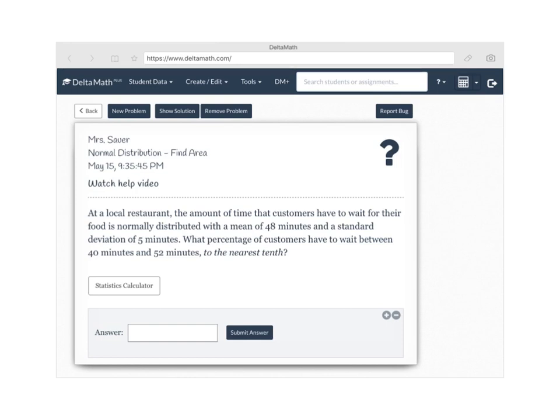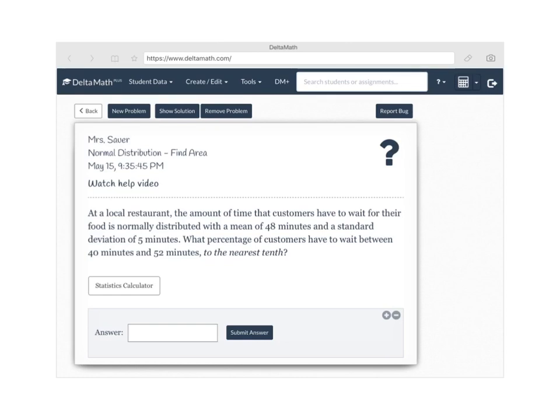What percentage of customers have to wait between 40 and 52? So I'm going to draw that normal curve just to kind of give me an idea. This isn't necessary for every problem, but the whole point of this is kind of to understand this, even though there is just a calculator feature that calculates it for me. So average is 48, and so that means average wait time is 48.